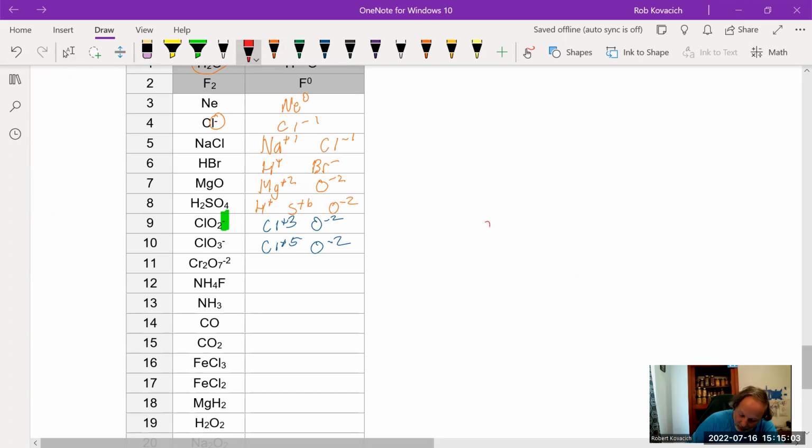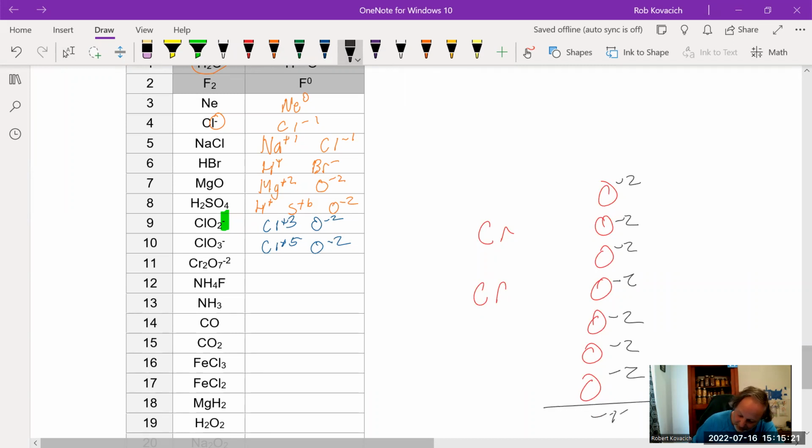So now we've got chromium, 2 of them. And I've got 2, 3, 4, 5, 6, 7. That's only 6, 7 oxygens. So we've got a -2, -2, -2, -2, -2, -2, -2. That's -14. And this needs to end at a -2 charge because that's what I've got with dichromate. So how do I get to a -2? If you're a +6 and you're a +6, that gets me to +12. And so that cancels out 12 of my 14 negatives. So now I'm at a -2. Okay. So my chromiums are a +6 and my oxygens are still a -2.